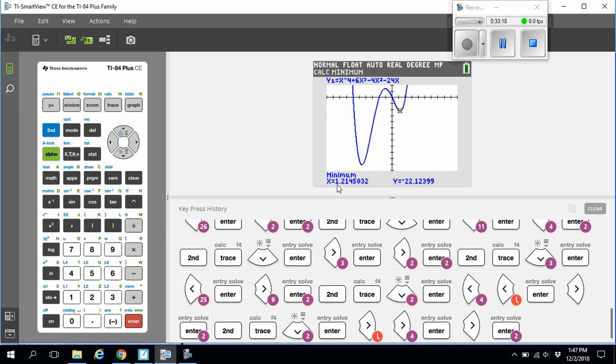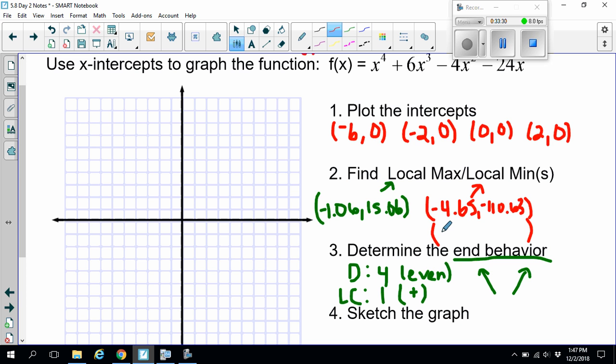And once again, we're going to round to 2 decimal places. So we have 1.21 and then negative 22.12. And we're going to write that down.